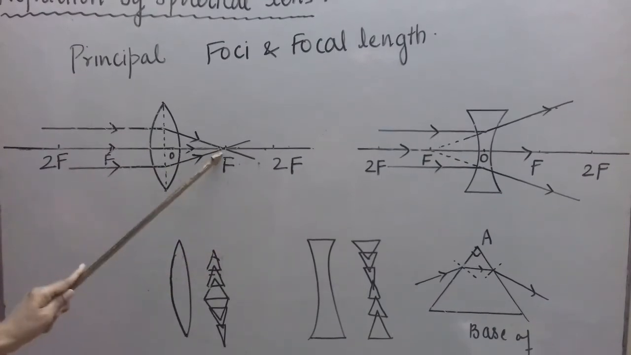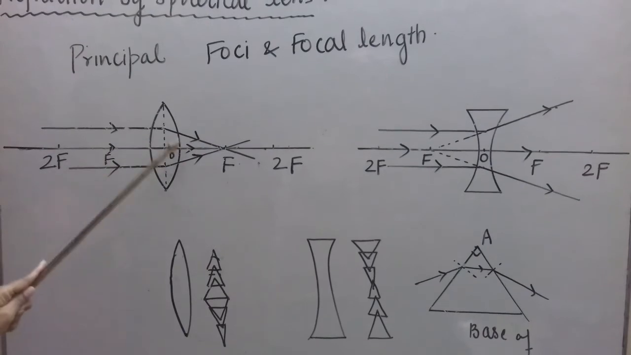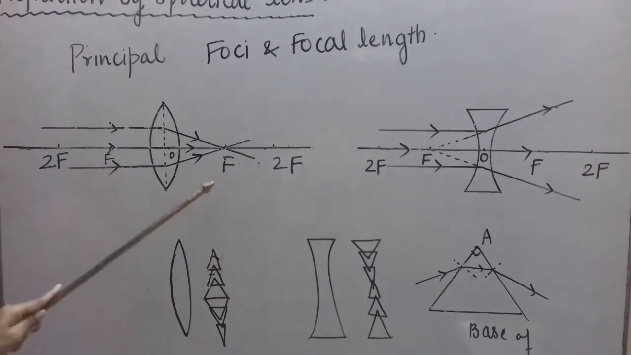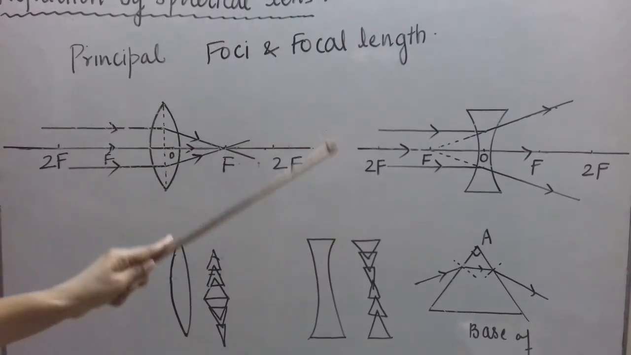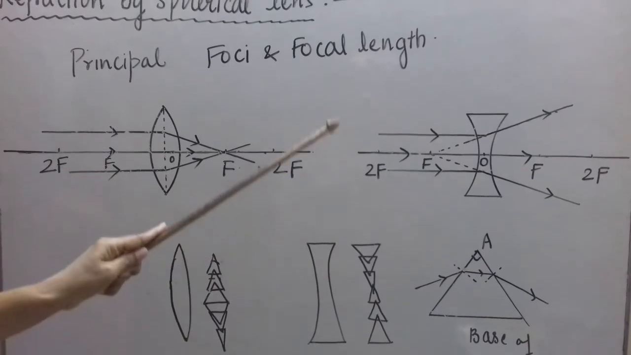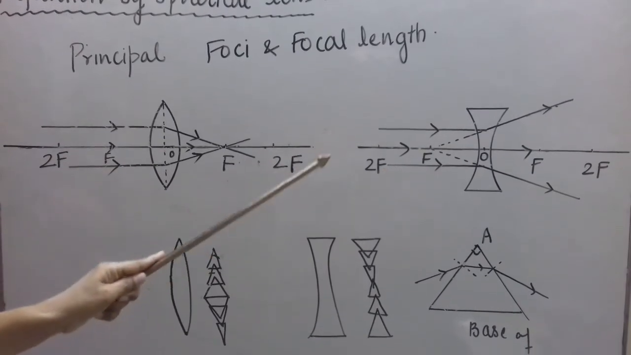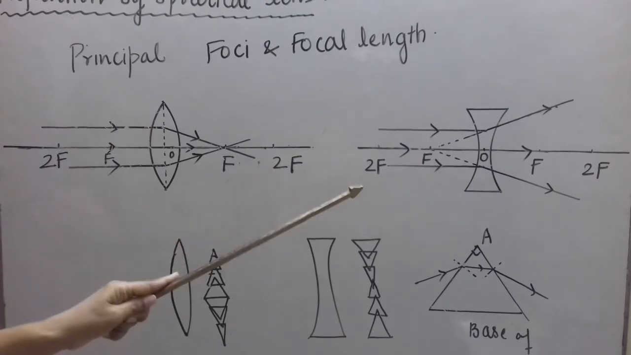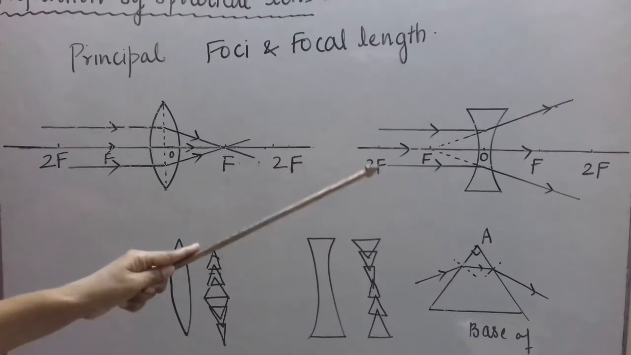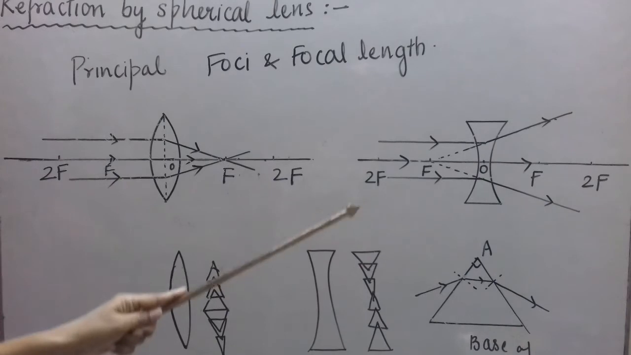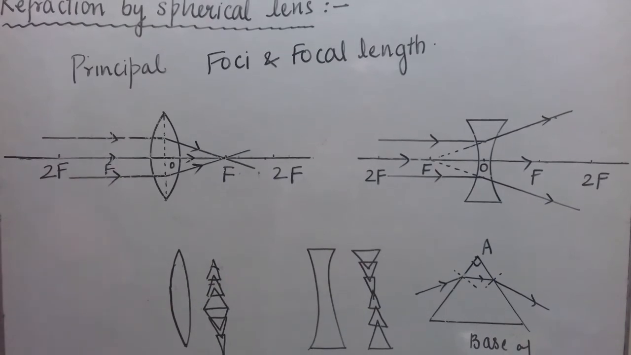So remember, a convex lens is a converging lens and a concave lens is a diverging lens. A convex lens has real foci because the rays actually meet after refraction on both the sides, and there the rays appear to meet at the foci. So the foci of a concave lens are virtual foci.